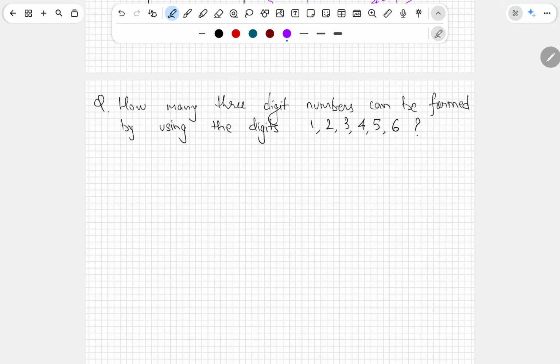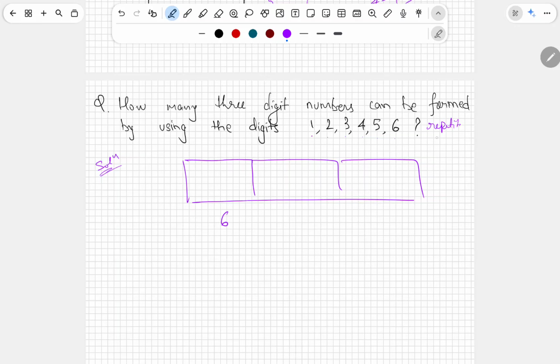Okay, now let's try to understand this question. How many 3-digit numbers can be formed by using the digits 1, 2, 3, 4, 5, 6? Let's have a look at the solution. We have to create a 3-digit number. For the first place, how many choices do I have? 1, 2, 3, 4, 5, 6. 6 choices. Then, if repetition is allowed, there is nothing written in the question. That means repetition is allowed. So I'll say repetition is allowed, because the question doesn't specify repetition is not allowed.